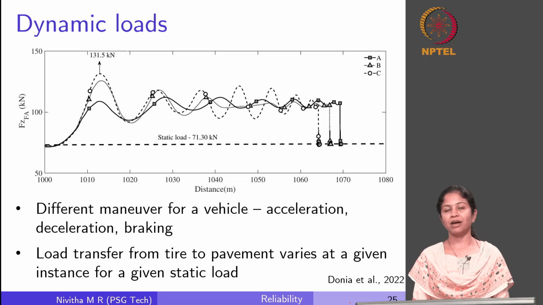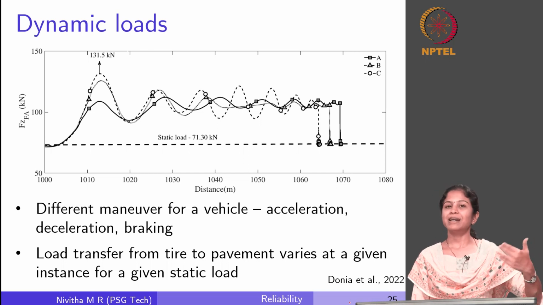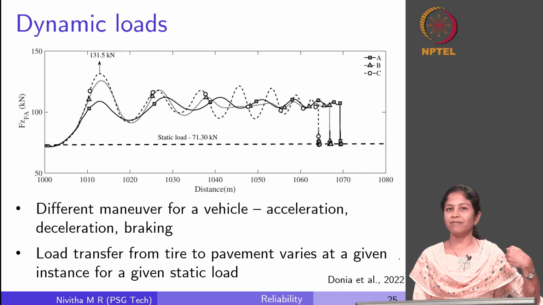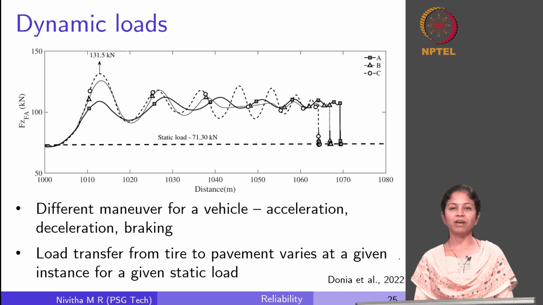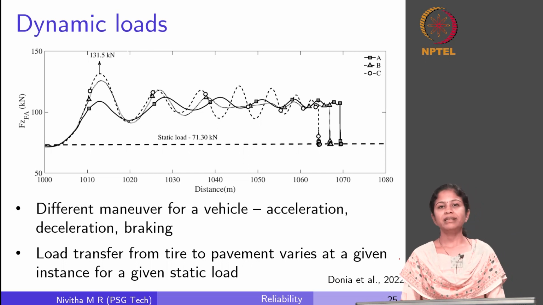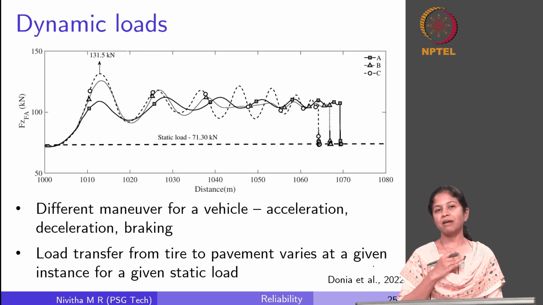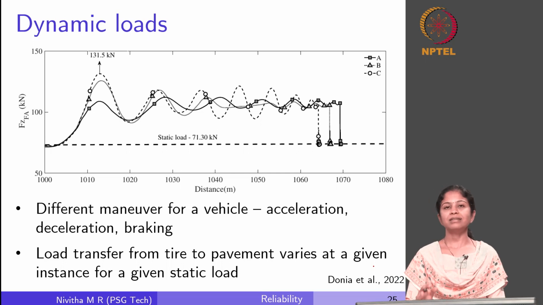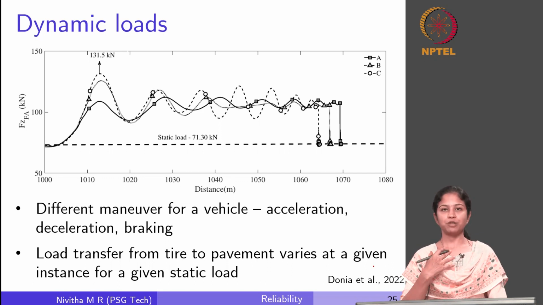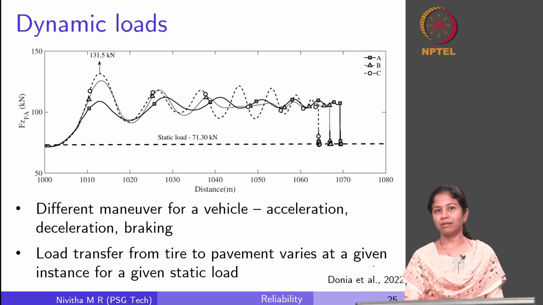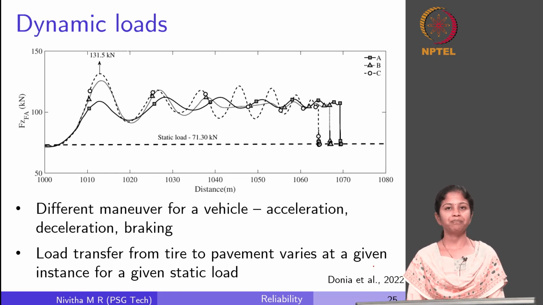But in a real scenario, when the vehicle is travelling on the pavement, it is not in a standstill condition, the vehicle is in motion. So depending upon the different actions that we perform on the vehicle, the load transfer is going to vary. The different maneuvers that we observe for a vehicle are acceleration, deceleration and braking. So what is acceleration? Let us say we are moving at a constant speed, and suddenly we want to increase the speed. When we step onto the accelerator and the speed is increased, we are suddenly pushed back. When you are traveling in a car and suddenly accelerate, you should have observed this.